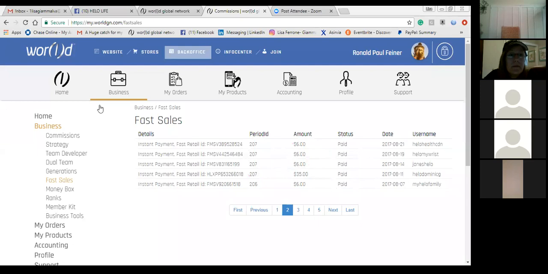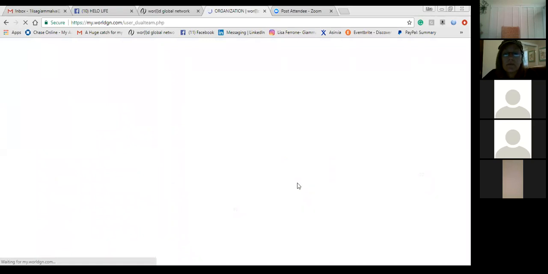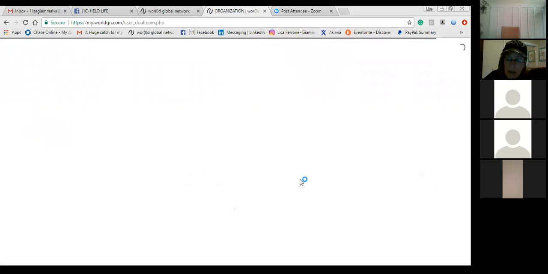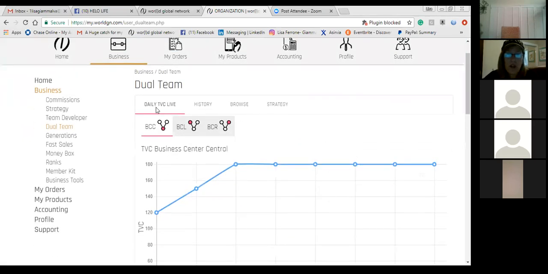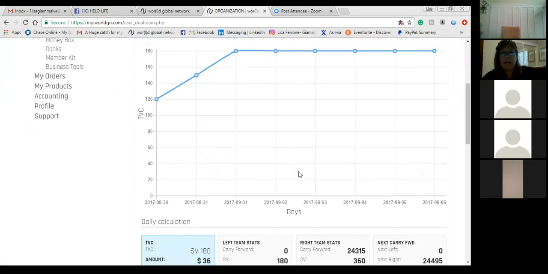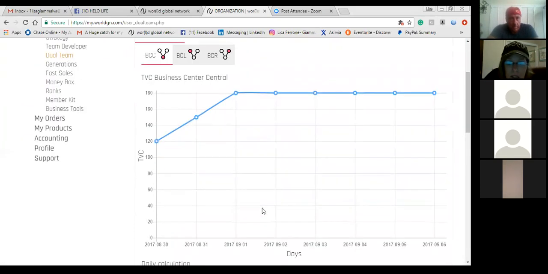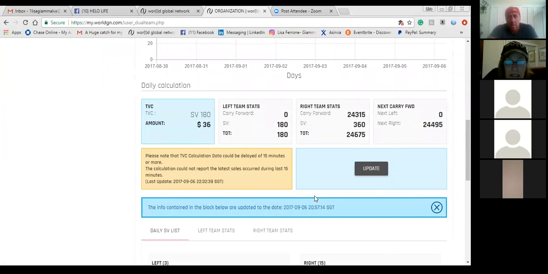Now, if I go over here, now I'm going to go to dual team. What did they make in dual team? Pulls it up. If I want to go back to that same pay cycle of pay cycle 207, first of all, do you understand at the top are all your tabs? Okay, so the first tab is daily TVC. We're going to scroll down and see what's going on currently in this pay cycle. So in this pay cycle, okay, we are in pay cycle, what does it say? It doesn't tell us what pay cycle it is, does it? It's in the current pay cycle.